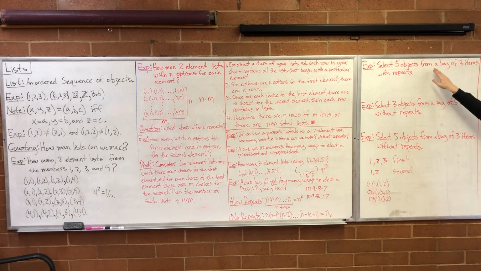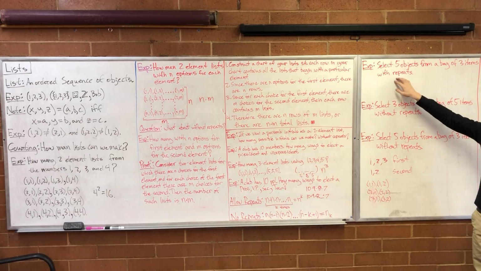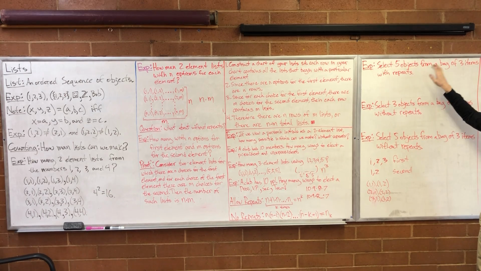So, if I have a bag with 3 items, and I select 5 objects from the bag with repeats, I pull it out and I put it back, how many possible lists can we make? 15? 3 to the power of 5. Or 5 to the power of 3? We can make a lot more than 15.